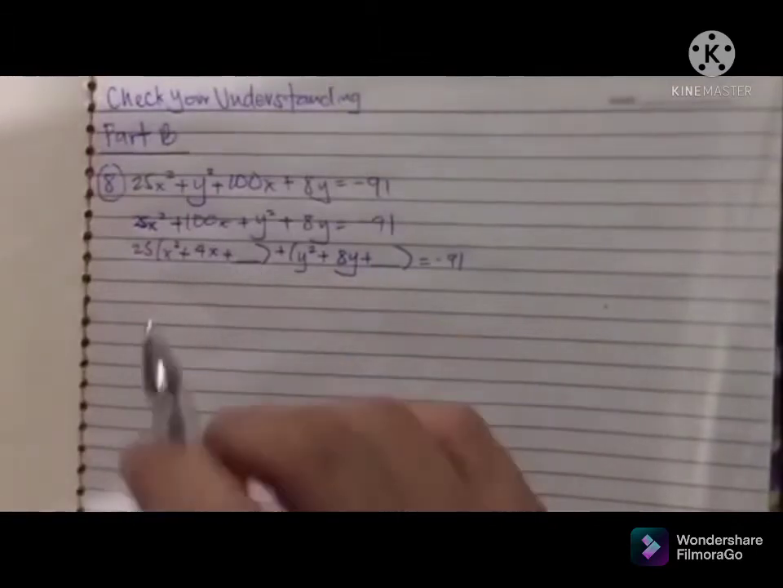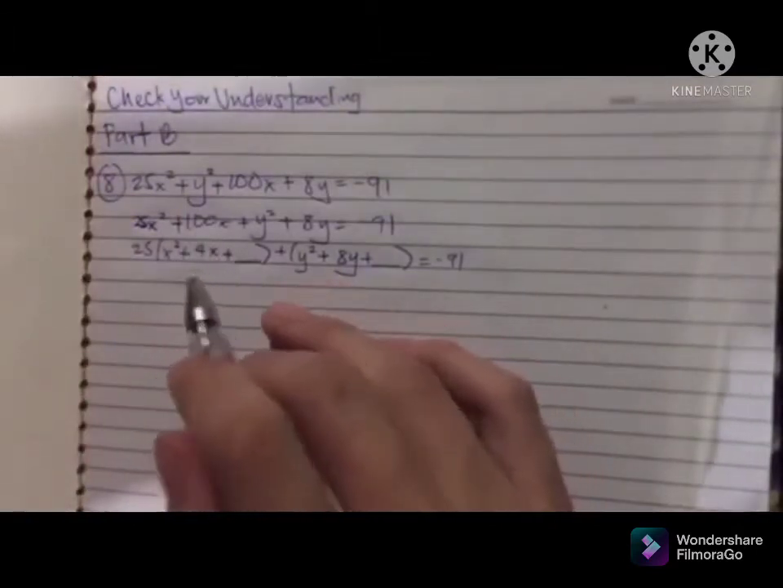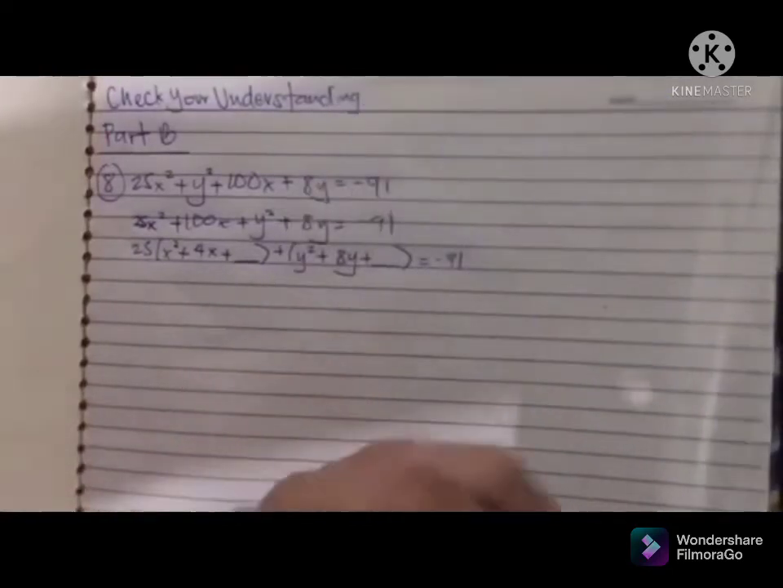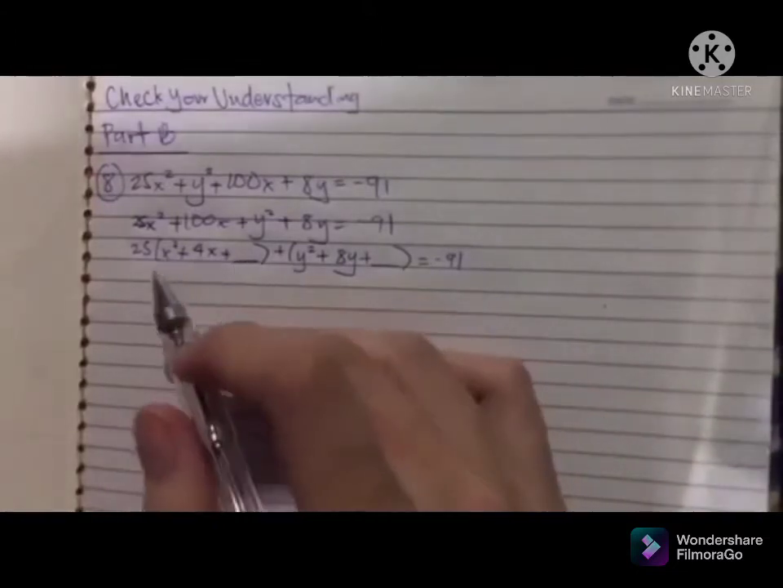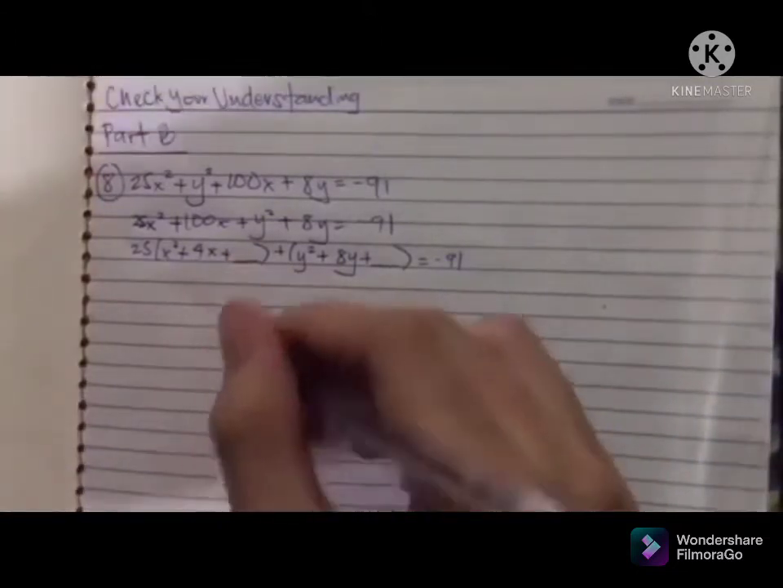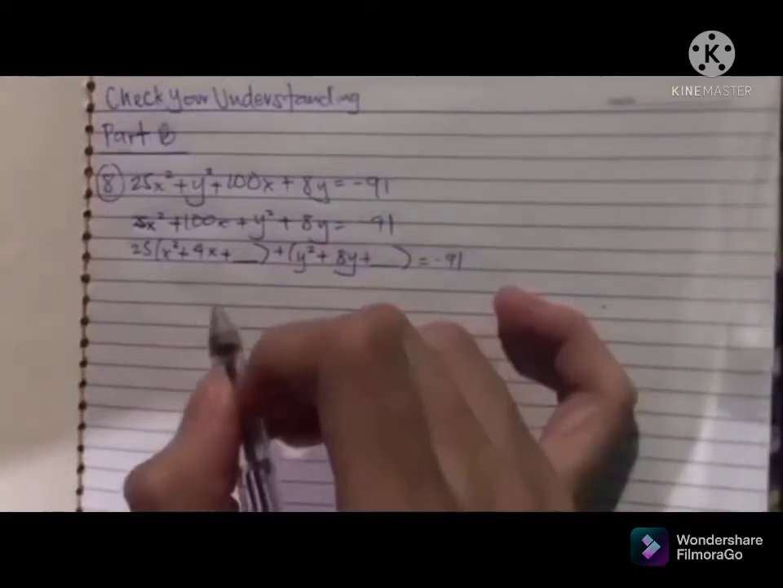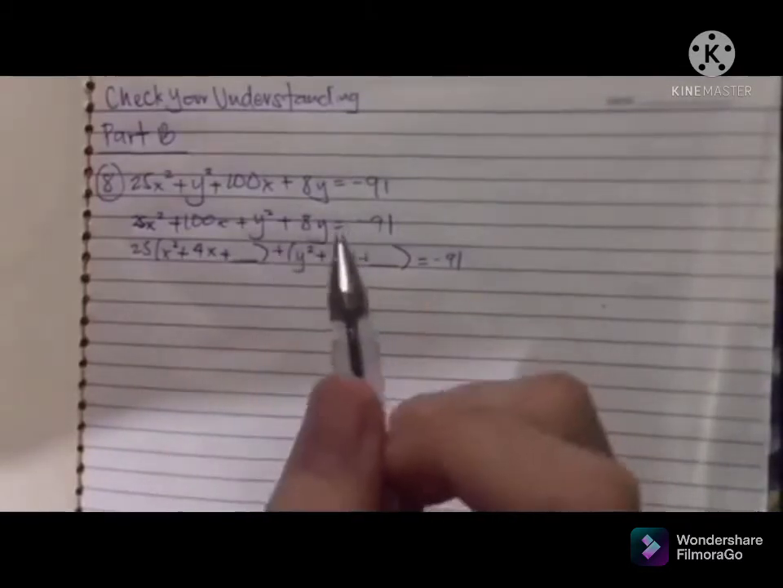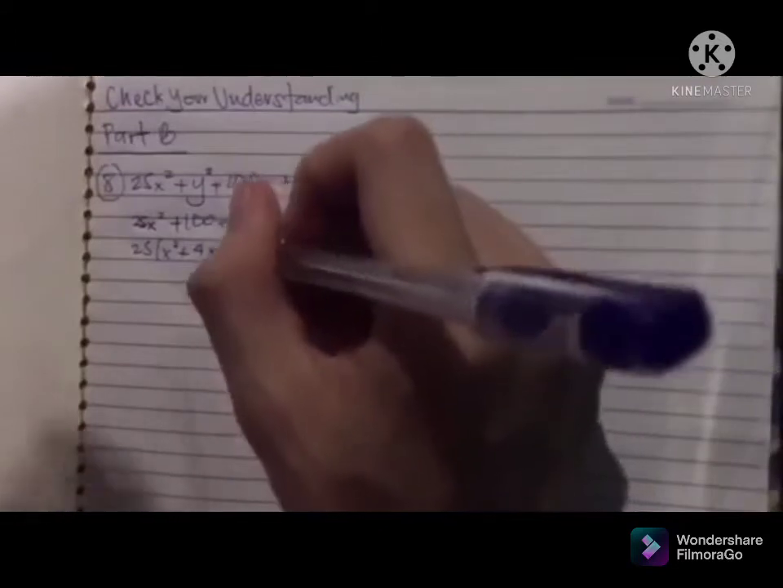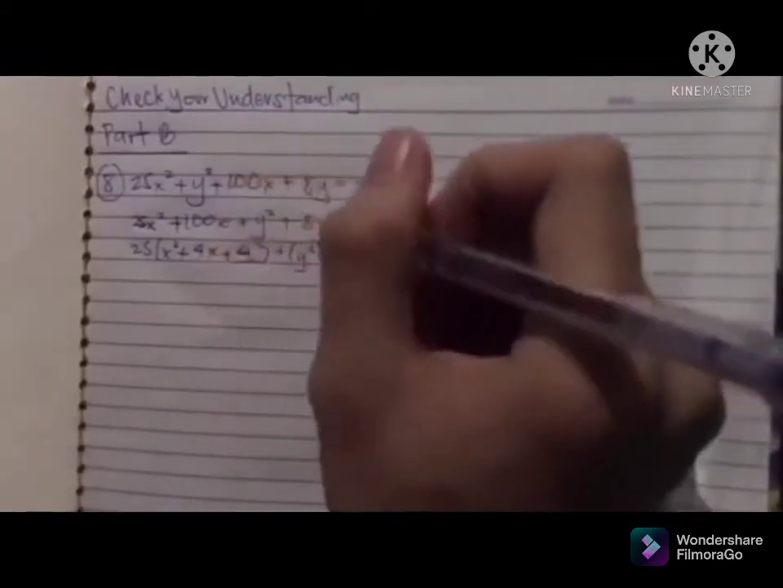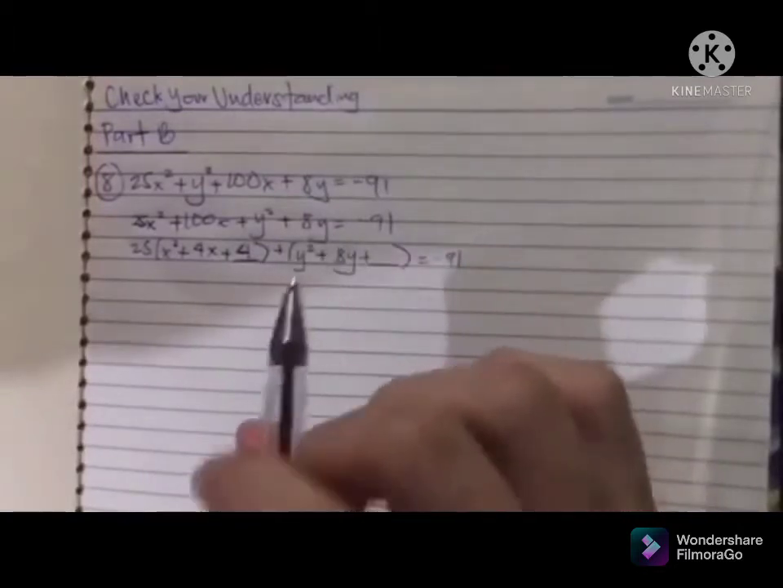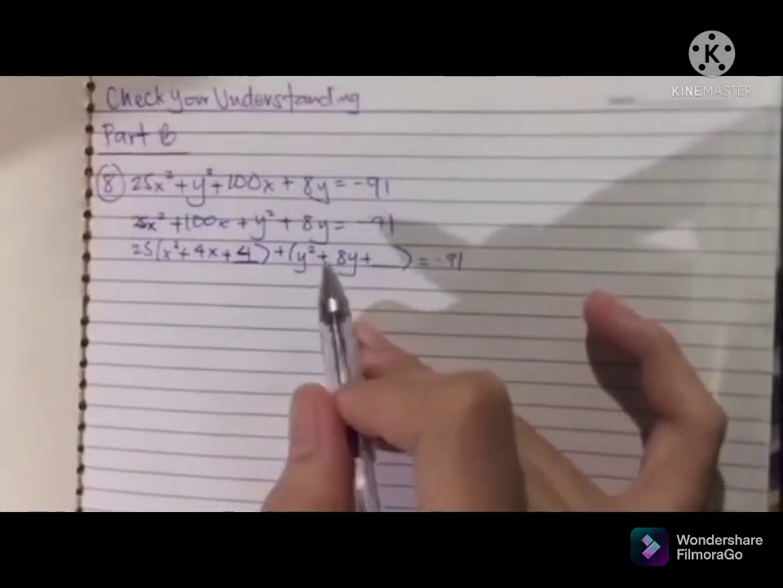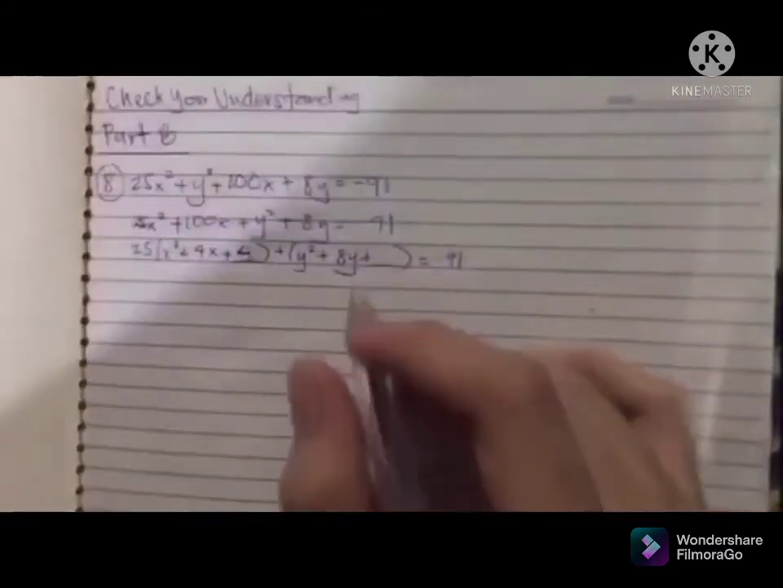For solving for the third term, we have a squared over 2, which is 4 divided by 2, which is 2, and 2 squared, that's our third term, which is 4. 2 times 2 is 4. Now for y, we have 8 squared over 2, we have 4 squared, we have 16.